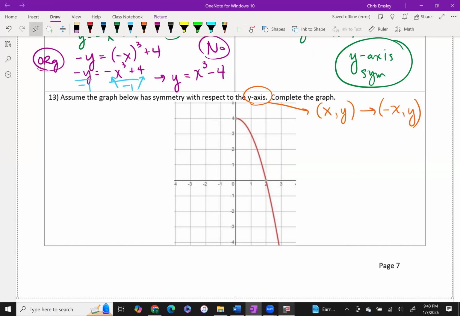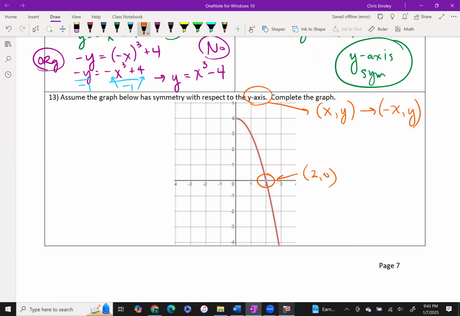So if I pick this point right here, that is the point 2, 0. That means -2, 0 also has to be on my graph. If I pick this point right here, that is 1, 3. That means -1, 3 also has to be on my graph. And that, plus what I know about symmetry, gives me a pretty idea of what the other side of that graph has to look like. There we go, we filled it in.